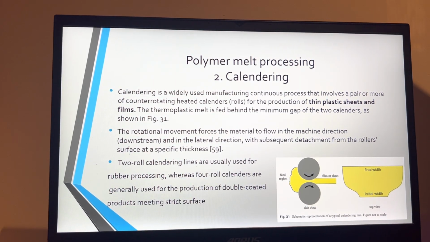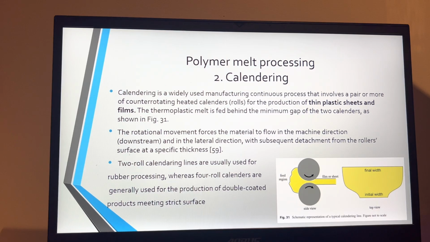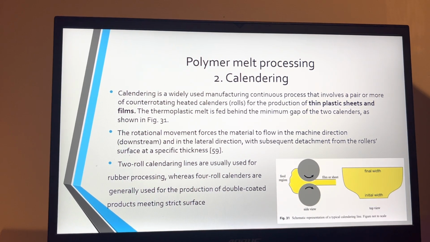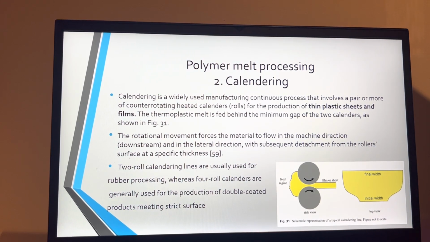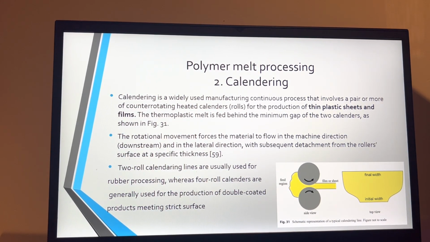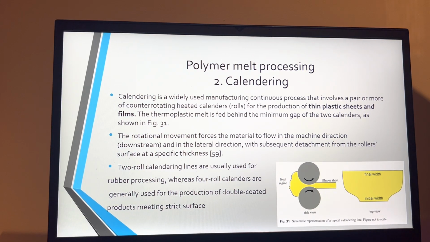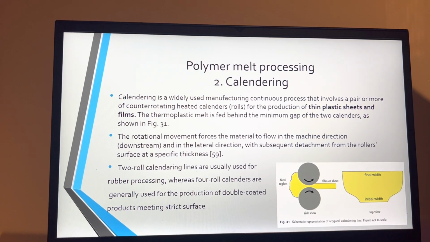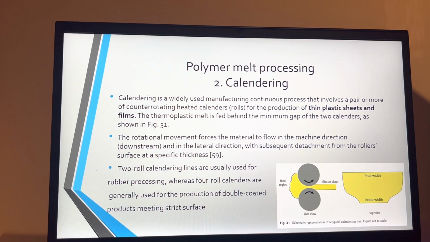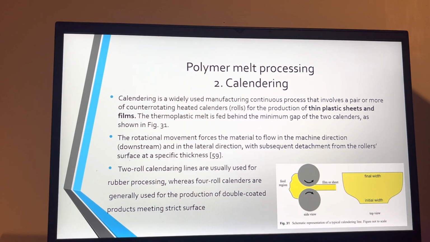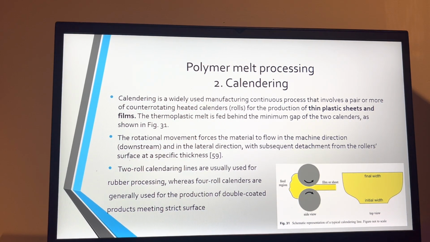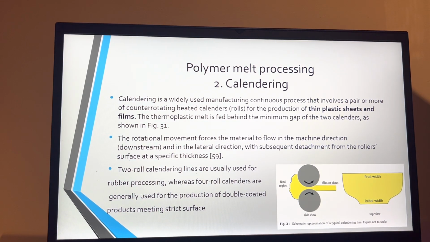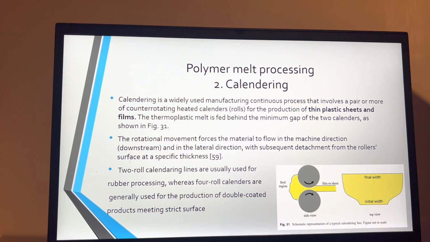The second way of polymer melt processing is calendering, which is widely used as a continuous process that involves a pair or more of counter-rotating heated calendars or rolls, as shown in this diagram. The feed of molten polymer is processed through the two rolls, and the film or sheet is produced from it. This is used for production of thin plastic sheets and films.